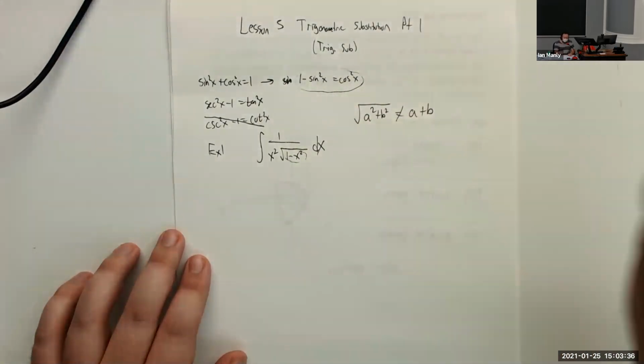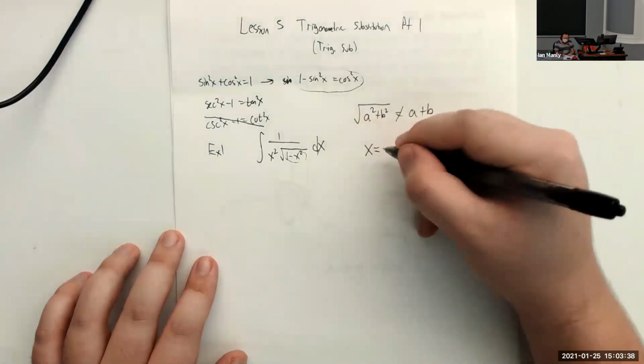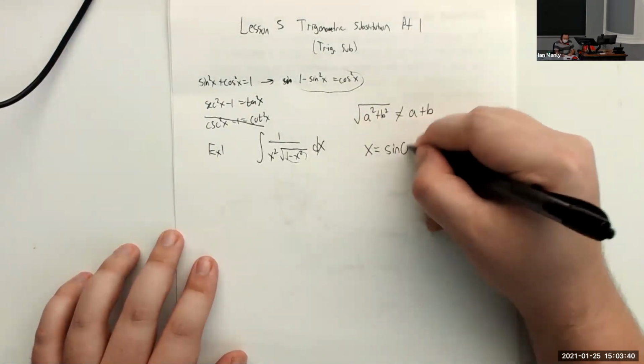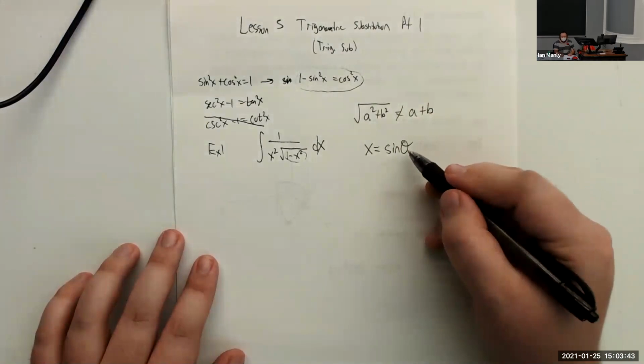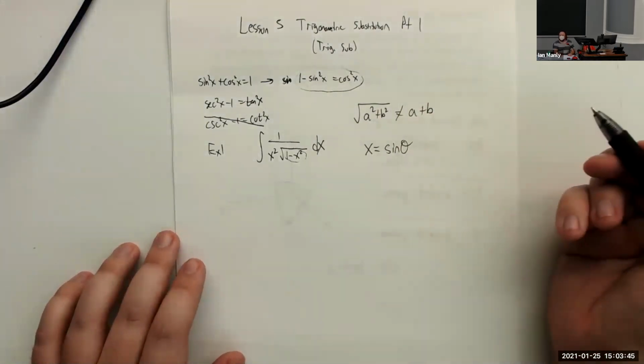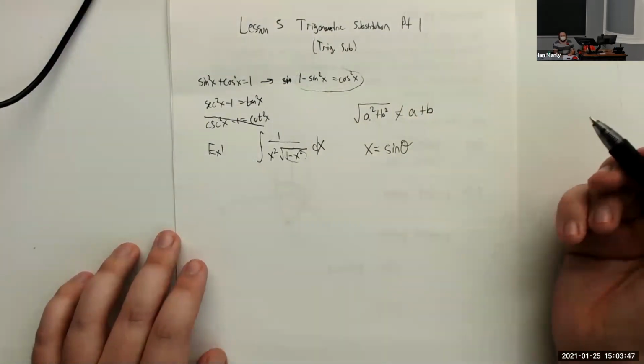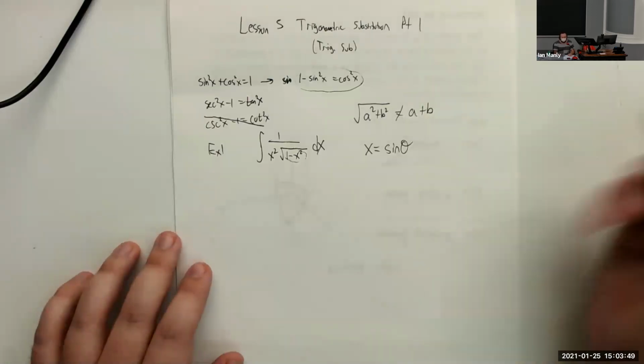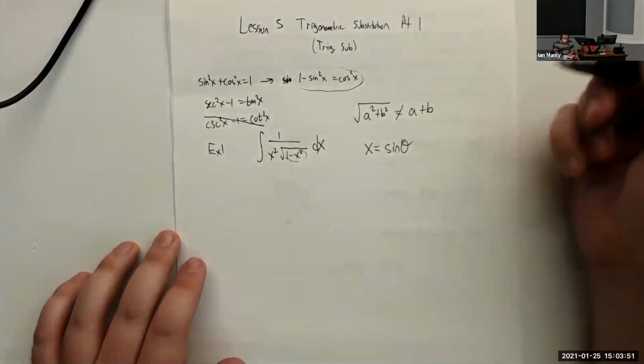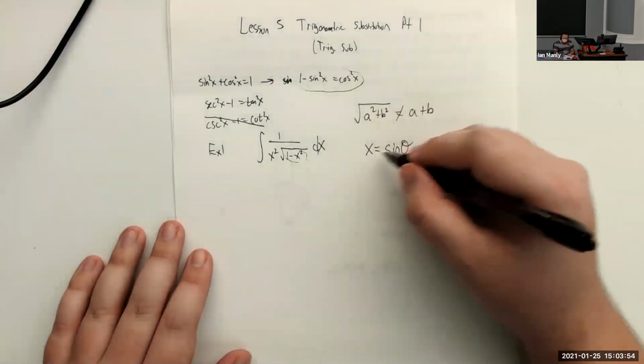So what we're going to do is this substitution: x is equal to sine of theta right here. Theta is usually the common variable for trig sub, but you could really use whatever you want as long as it isn't x. So this is going to be our substitution.